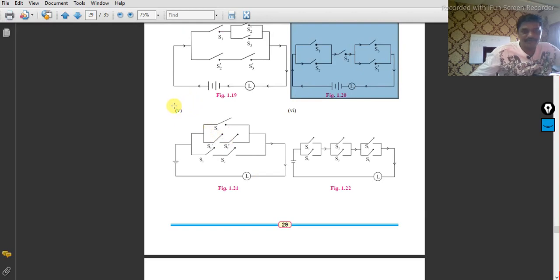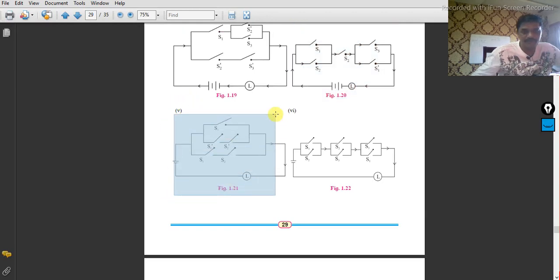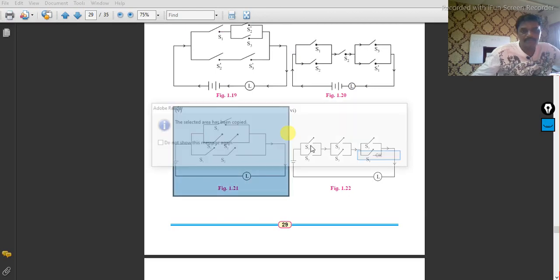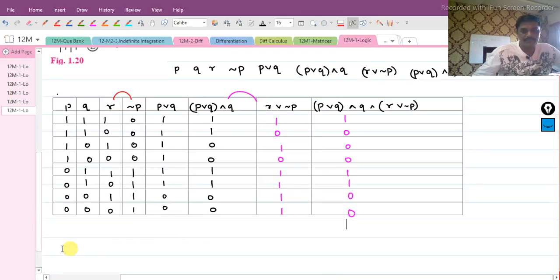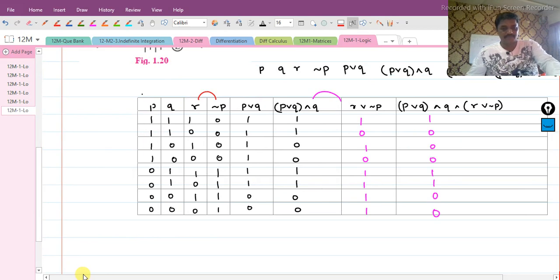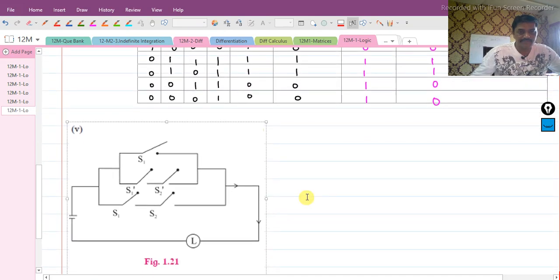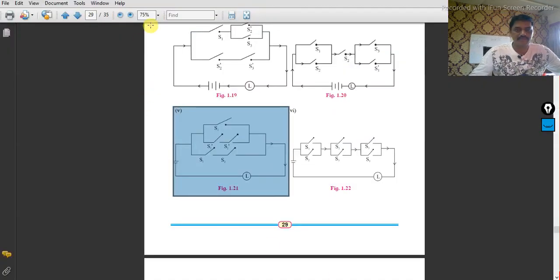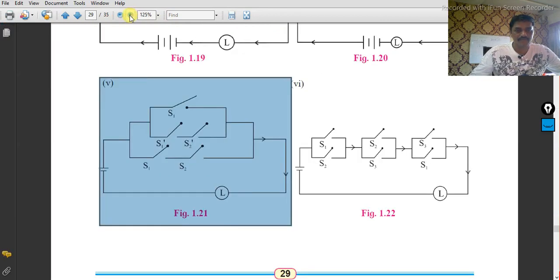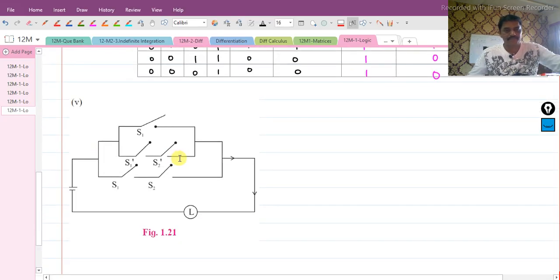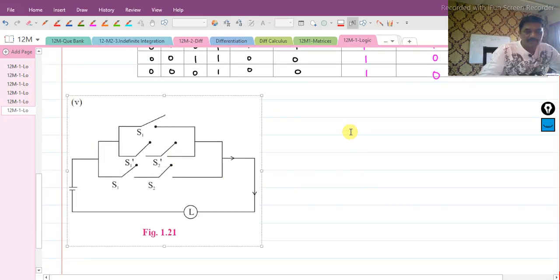Let me go for the fifth question now. Question number 5. Let's start. Okay, we see the switches S1, S1 dash, S2, S2 dash. So let's start now. You tell me.